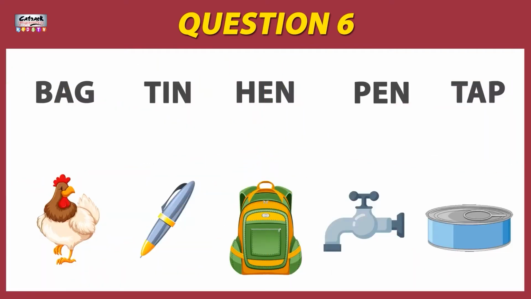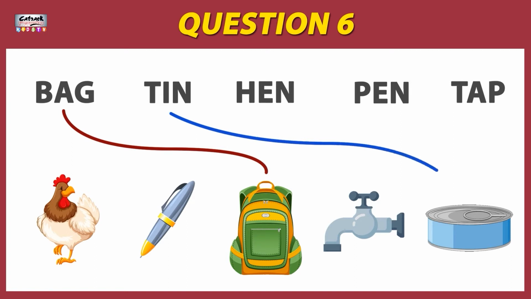Question 6. Look and read. Say these words loud, then match them with the pictures by drawing lines. Bag, tin, hen, tap, pen.